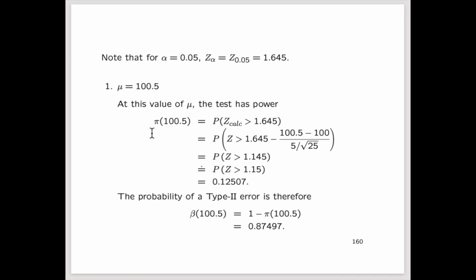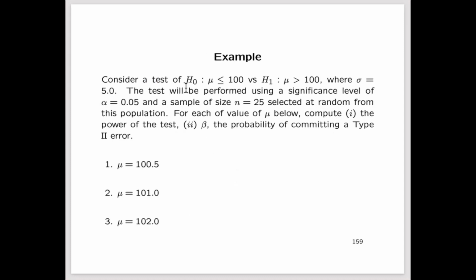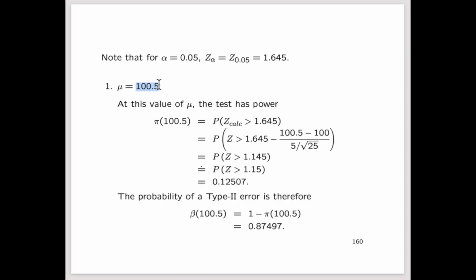So how much power do we have for detecting the fact that the null hypothesis is false and the alternative hypothesis is true when mu is equal to 100.5? Now remember that the null hypothesis is that mu is less than or equal to 100, and the alternative is that mu is greater than 100. So if mu is equal to 100.5, then the alternative hypothesis is the true situation, but it's just barely true, right? Mu is not that far into the alternative hypothesis space.